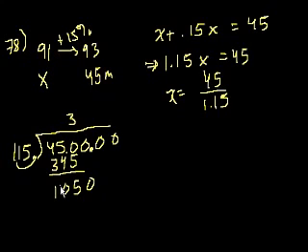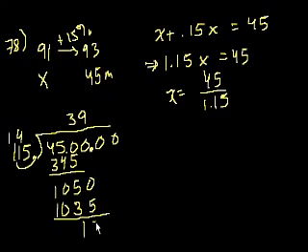Bring down a 0. 115 goes into 1,050 how many times? Let's see. I think it's 8 times because 9 would be too... Well, no, actually 900 plus 90 plus 45. Actually, it would be 9 times. 9 times 5 is 45. 9 times 1 is 9, plus 4 is 13. 9 times 1 is 9, plus 1 is 10. And you have a remainder of 15.